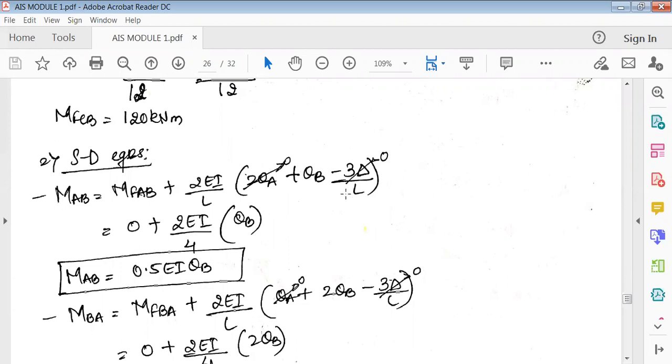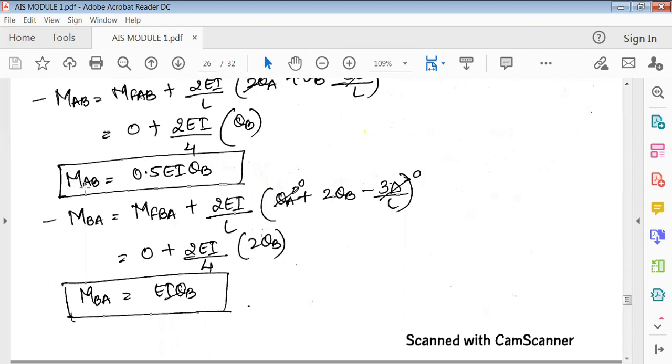So 3 delta by L, no settlement, so this term also becomes 0. We are left with 2EI by L into theta B. Theta B is the only value here. So we have got the MAB equation. This is the first equation.